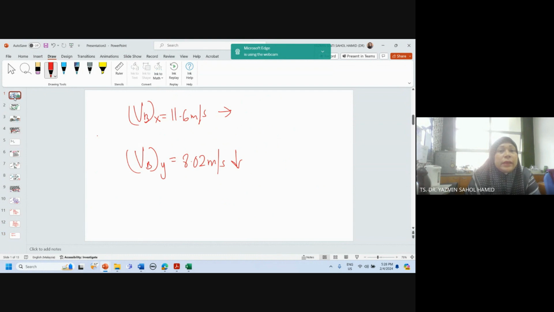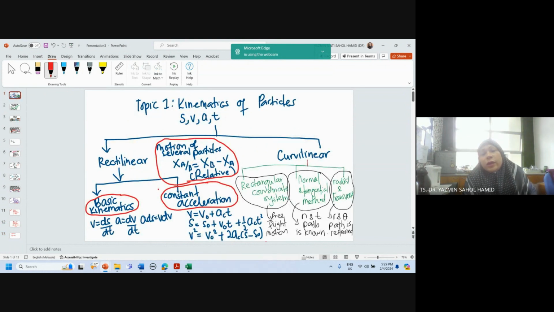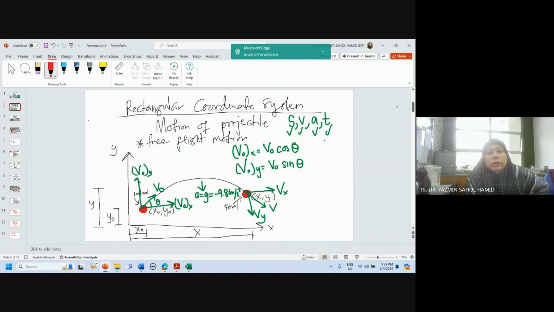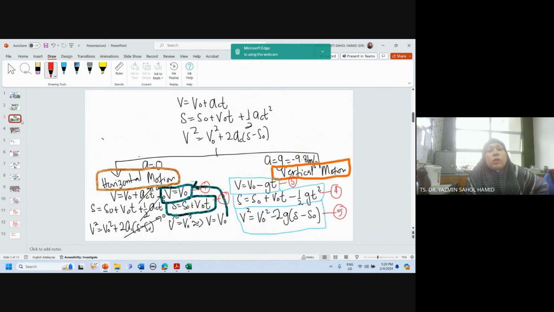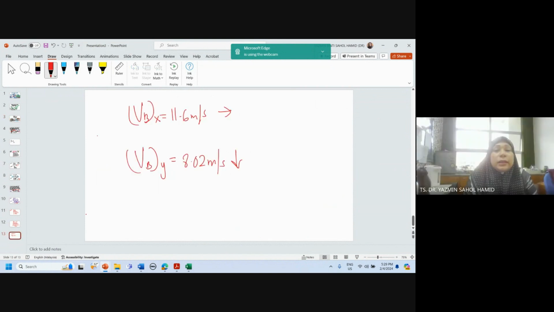So let's recap what we learned today. We are focusing on curvilinear motion, which is the rectangular coordinate system. Here you need to know how to draw the coordinate system and how to write the equations. We have done two questions just now, using the constant acceleration formula, whereby you create two new equations, one for the horizontal motion and one for the vertical motion, and you need to relate them between two points. I think that's all, and this is a homework question for you. There are a lot of final exam questions related to this topic which you can try.